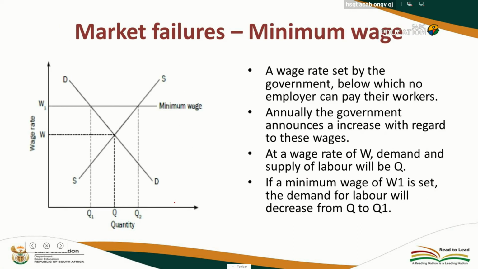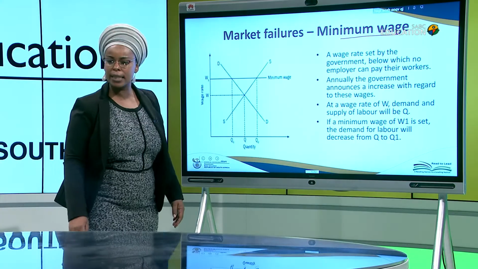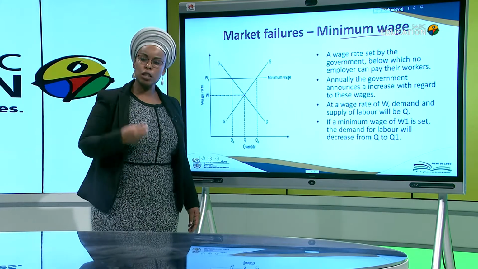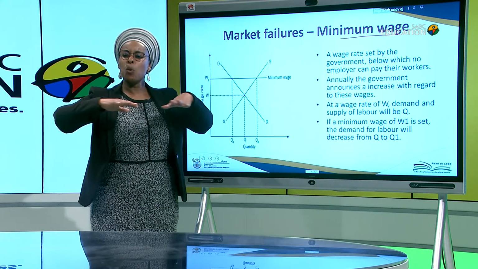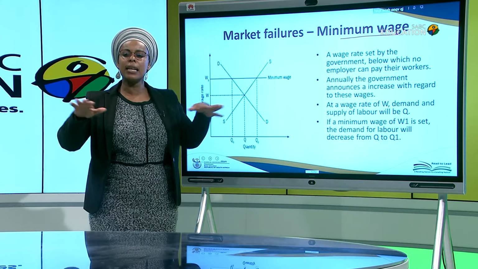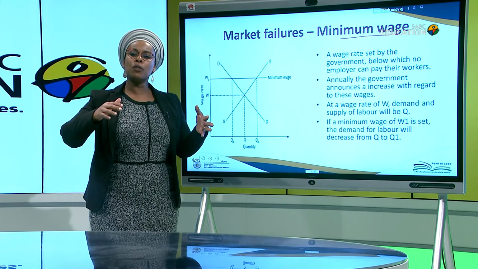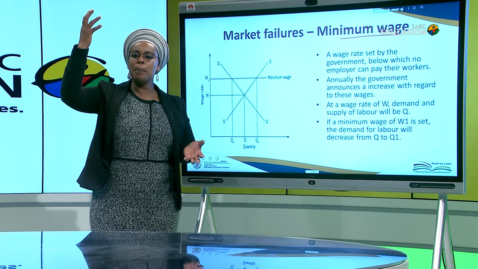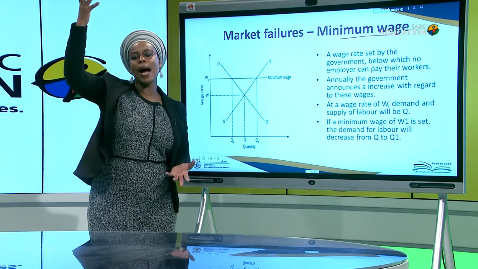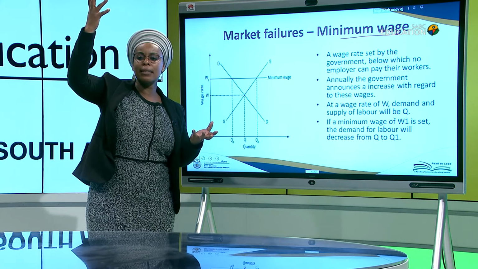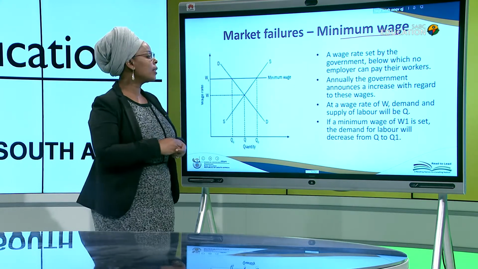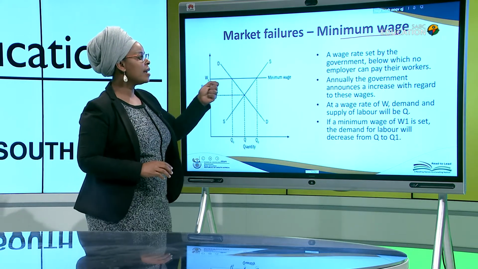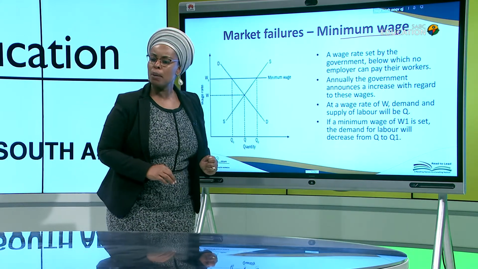Government can intervene by using minimum wage in order to achieve what? Do you still remember the causes of market failure? One of the causes is that income and wealth are not distributed evenly. We still have those few who are rich and many who are poor, those who are earning higher salaries, those who are earning low salaries, and those without a salary. So the government can intervene by using minimum wages.